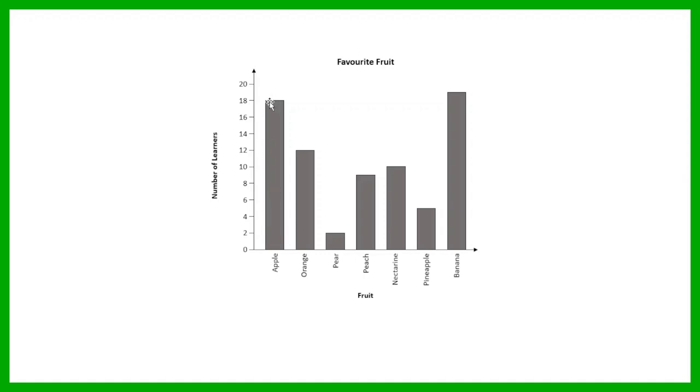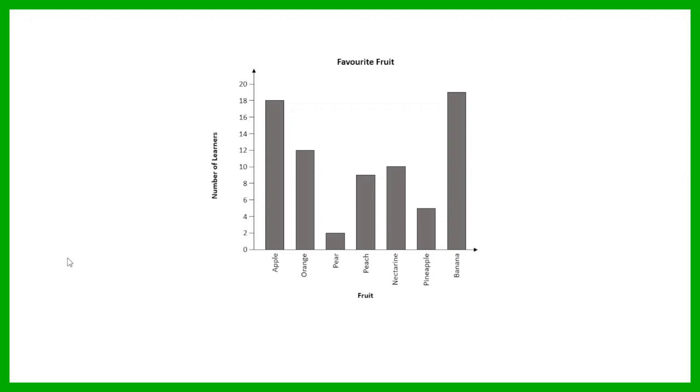So there are 18 people whose favorite fruit is apples. There are 12 people whose favorite fruit is oranges. So in the bar graph, you can see the frequency, or in this case, the number of learners who have these particular favorite fruits. The bar graph is showing this to us graphically. The rules that we have to follow are as follows.